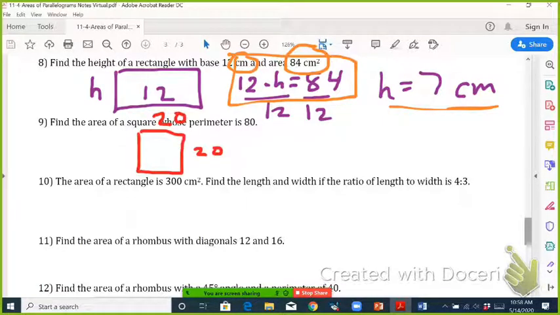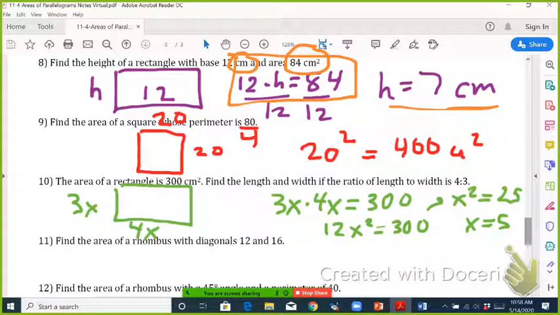Okay, if a square has a perimeter 80, then that means that each side has to be 20, alright, 80 divided by 4. And then since a square has equal sides, you just square the side length to find the area. That's why it's called squaring something. When you square a number, you're finding the area of a square with that side length. So the area of a square with side length 20 would be 400, and we're just going to write it in square units because 80 wasn't given in any particular unit.